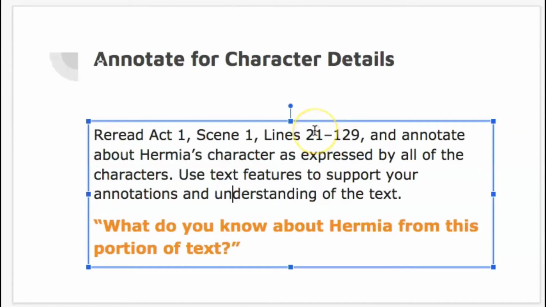Now I want you to reread those same lines, and I want you to annotate about Hermia's character as expressed by all of the other characters. How do they feel about her? Do they think that she's a good woman, a just woman? Make sure that you use your text features to support your understandings. Meaning, if you're going to tell me something specifically about Hermia, tell me the act and the scene and the line using your citations. How do you know about Hermia? What do you know about Hermia from this portion of the text? What have we learned about her?